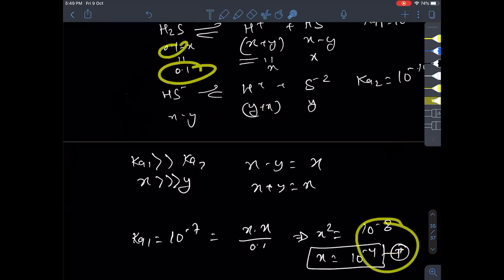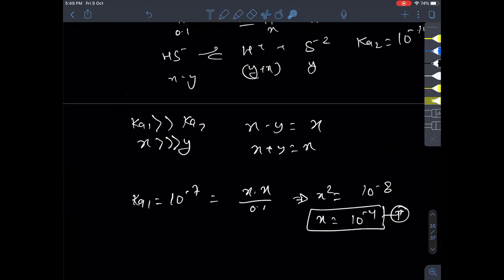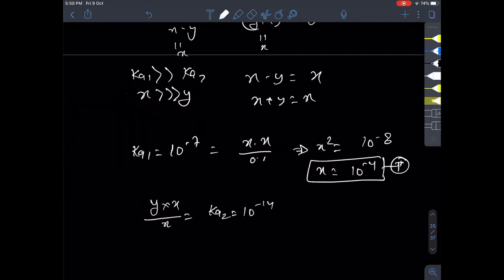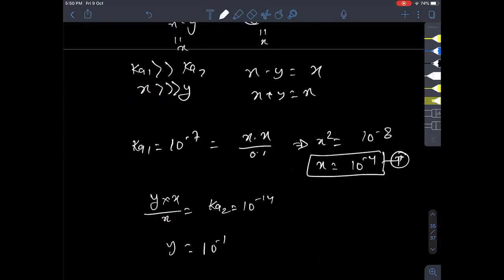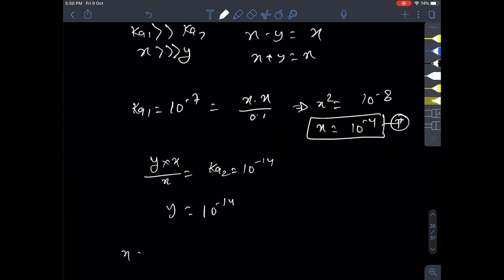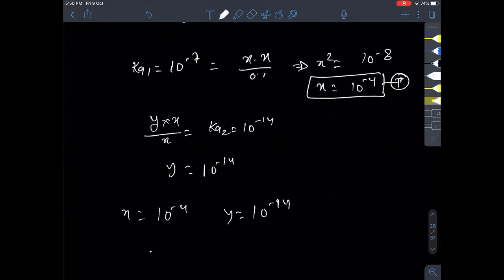So this assumption is correct. Now if you want to calculate y, this is x actually. So y into x, by equation 2 I'm taking, right? That will be equal to Ka2, that is simply 10 to the power minus 14. So y simply came out to be 10 to the power minus 14. Now you can see x value was 10 to the power minus 4. Is our assumption correct? Yes, x is far, far greater than y.